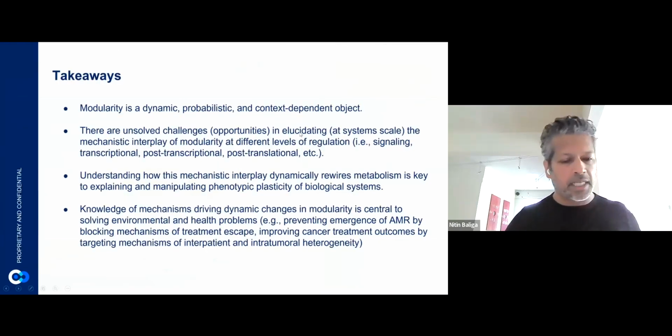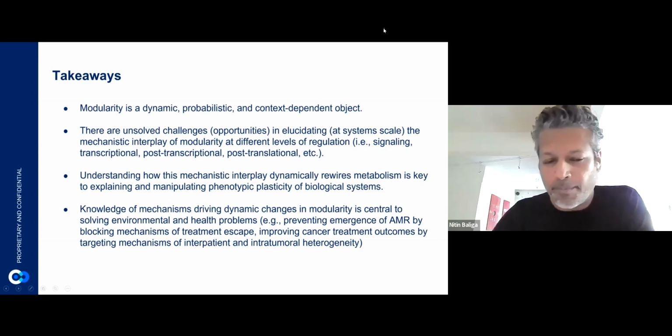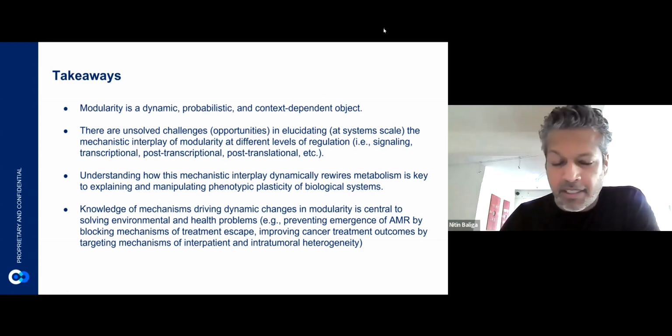So key takeaways, and then I'll stop. I think we should have plenty of time for questions. My thesis, based on the evidence we and other people have generated, and I think Herbert mentioned this yesterday as well, is that modularity is a dynamic object. It has to be probabilistically defined, and we have to realize that modularity changes depending on context, and this is a product of our evolution.